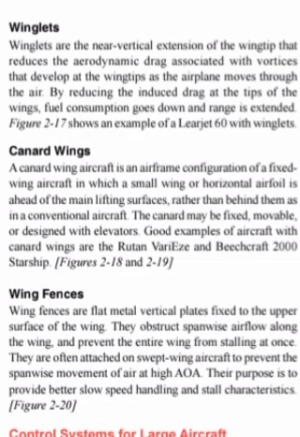Winglets. Winglets are near vertical extensions of the wingtip that reduce the aerodynamic drag associated with vortices that develop at the wingtips as the airplane moves through the air. By reducing the induced drag at the tips of the wings, fuel consumption goes down and range is extended. Figure 217 shows an example of a Learjet 60 with winglets.